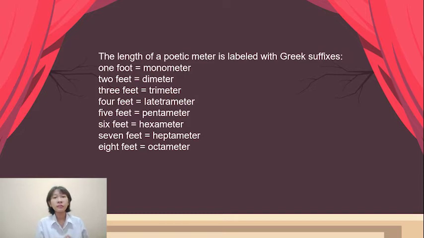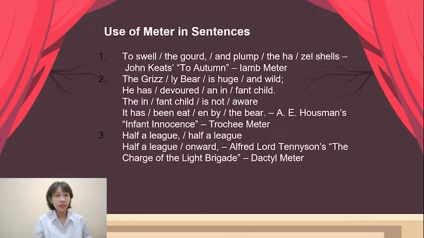Therefore, the term iambic pentameter signifies that a poetic line contains 5 repetitions of iamb, or an unstressed syllable or stressed syllable pattern repeated 5 times, as illustrated in the sonnet lines above. Use of meter in sentences. The first one, "To swell the gourd and plump the hazel shells" by John Keats in "To Autumn," is the example of iamb meter.